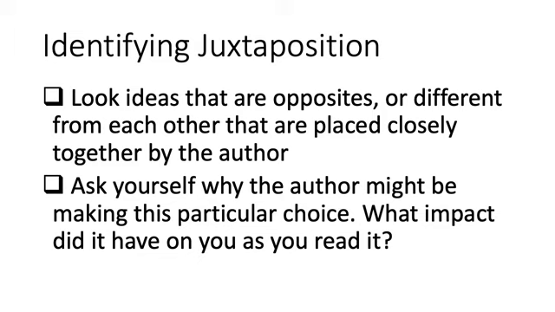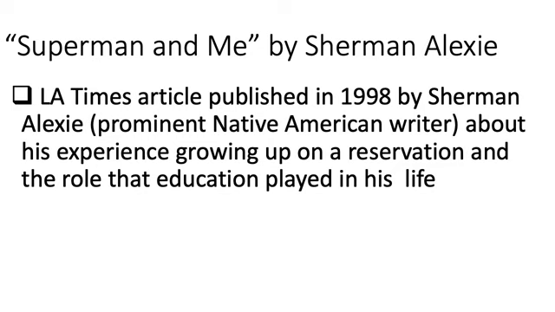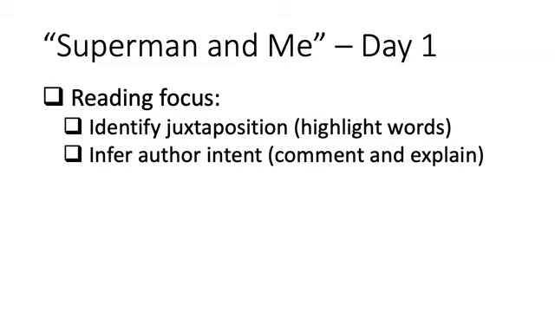So with that, we're going to jump into the article, Superman and Me by Sherman Alexie. You can pull this up on your Google Doc. This is an LA Times article that was published in '98, and it's by Sherman Alexie, who is a prominent Native American writer, and it's about his experience growing up on a reservation and the role that education played in his life. Okay, so for our focus for today, we're going to look at highlighting juxtaposition and then inferring what the author really means by that juxtaposition. You will later on, once you get into the reading though, be looking for anything that we've covered so far in addition to juxtaposition.